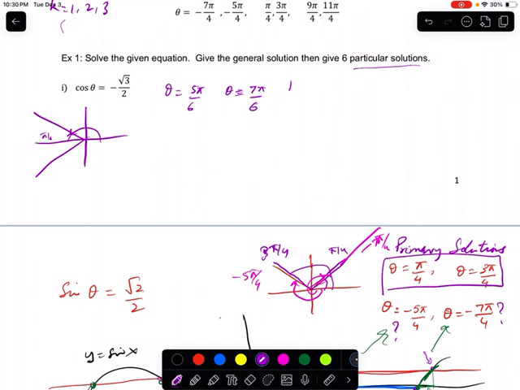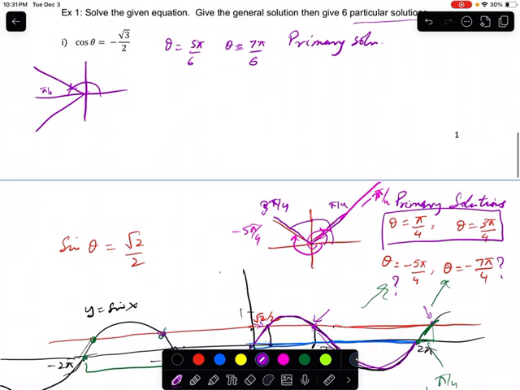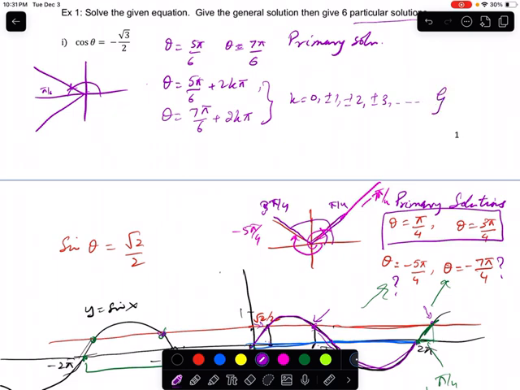So these are our primary solutions, because they are in the interval 0 to 2 pi. So now the general solution: theta is equal to 5 pi over 6 plus 2k pi, and theta is equal to 7 pi over 6 plus 2k pi, and k is equal to 0, plus minus 1, plus minus 2, plus minus 3, and so on. This is the general solution.